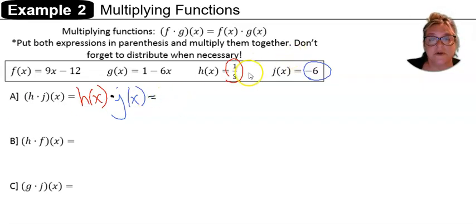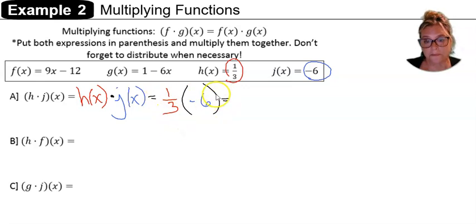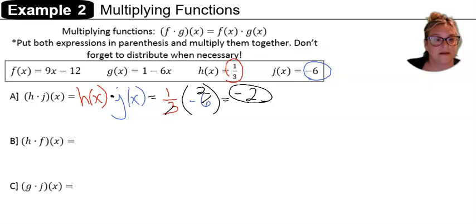So we're going to substitute 1/3 for h of x, and then we're going to multiply that times j of x, and j of x is -6. So these are just real numbers, so we multiply 1/3 times -6. Right, our 3 cancels with the 6, leaving a 2, and then 1 times -2 is -2. Okay, let's try the next one.